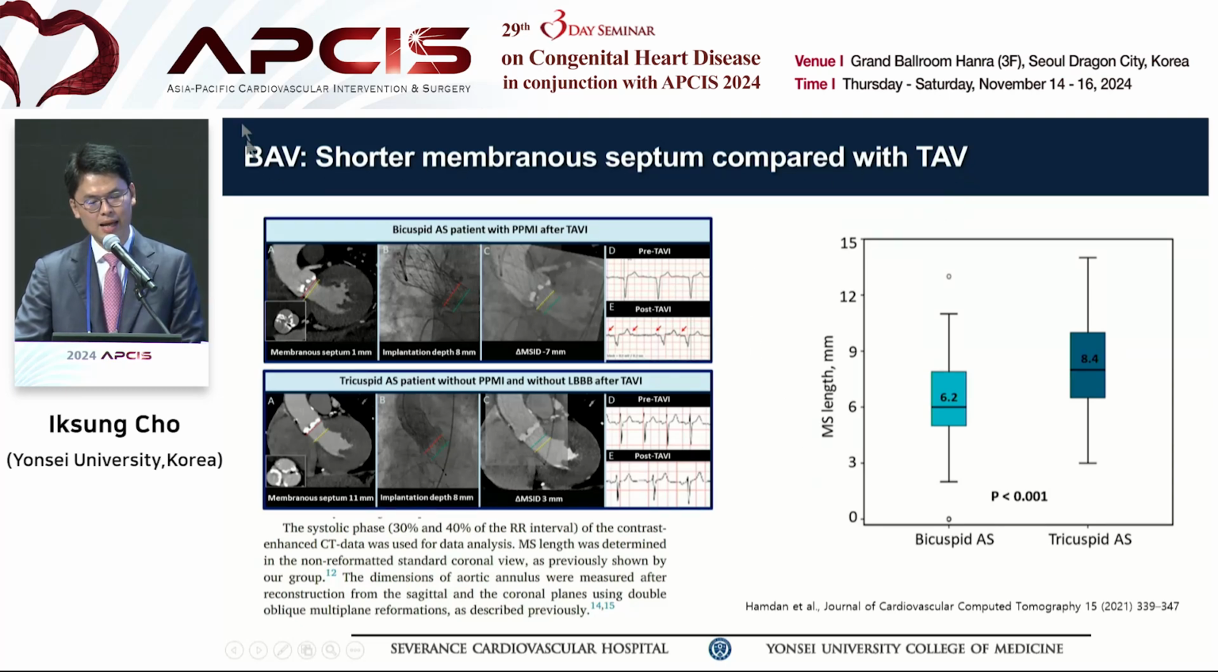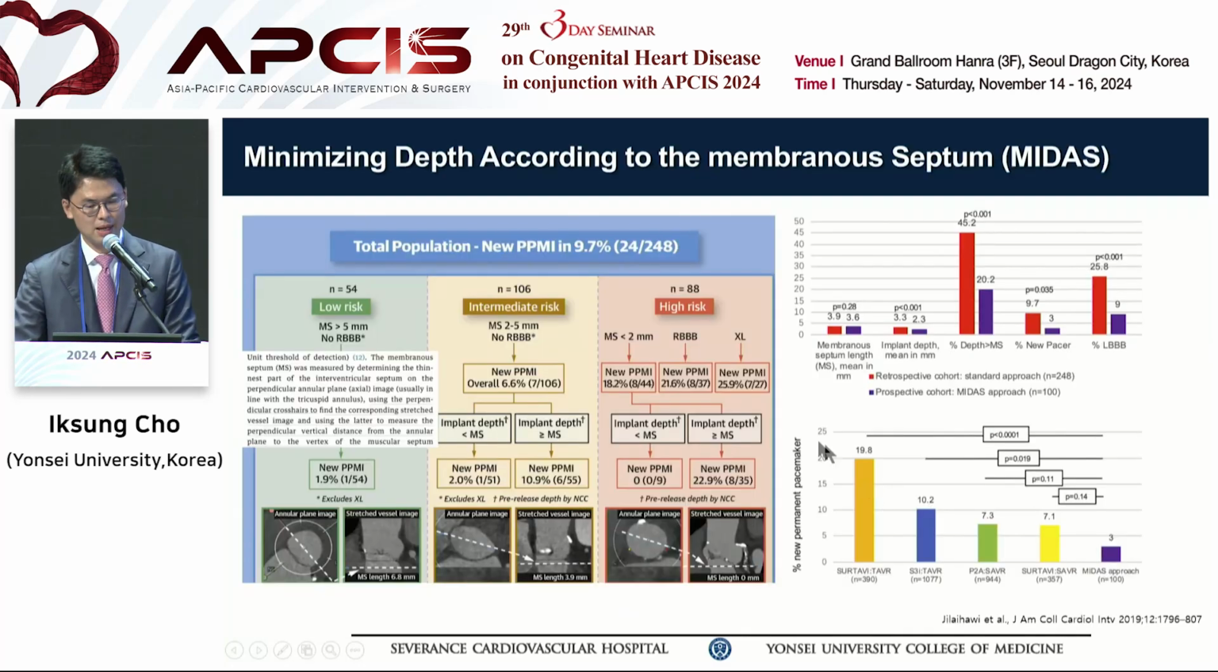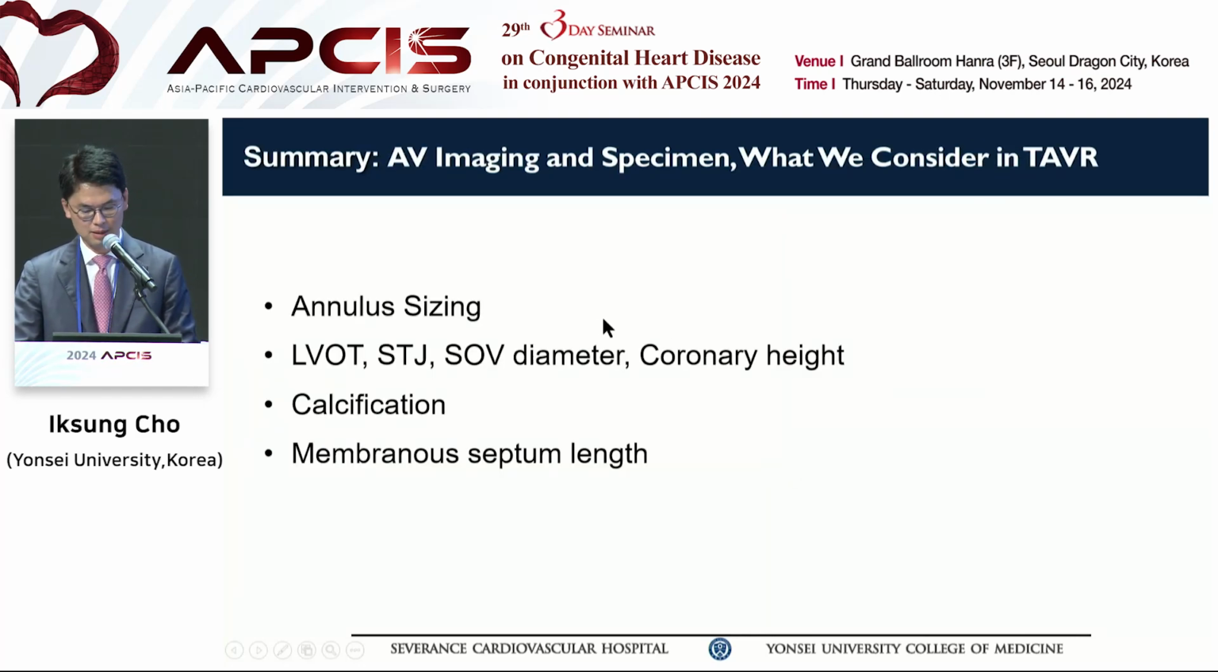Bicuspid aortic valves usually have a lesser MS length, so that could be one of the reasons why they get more pacemakers. If we know the patient has a very short membranous septum, and we try to implant at a depth less than this membranous septum length, we can actually decrease those implantation risks. So this could be one way we can reduce pacemaker implantation.